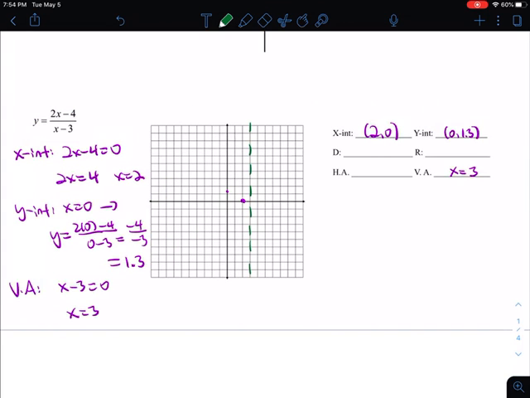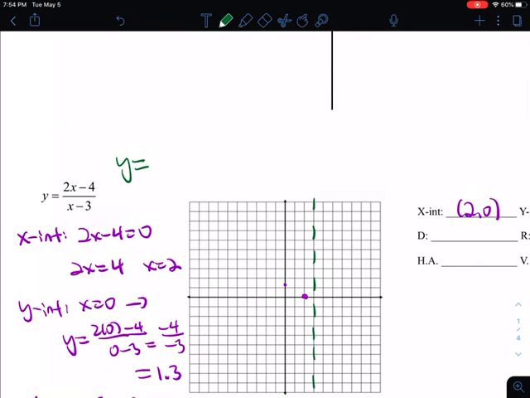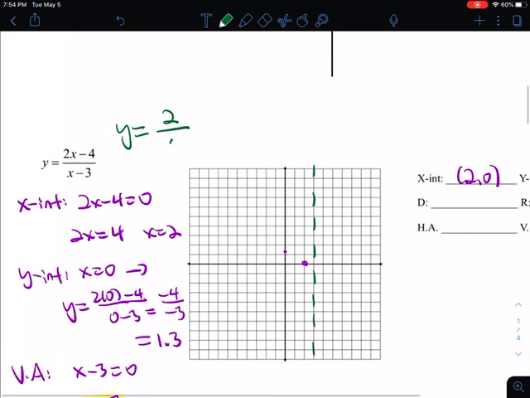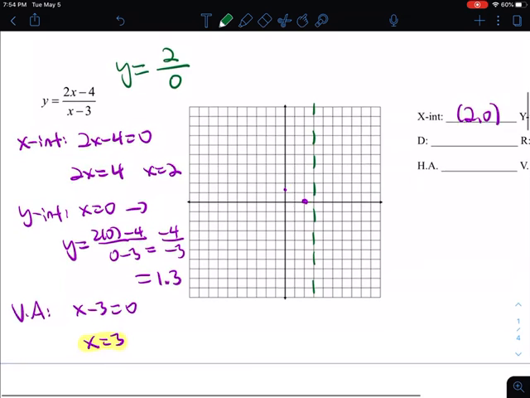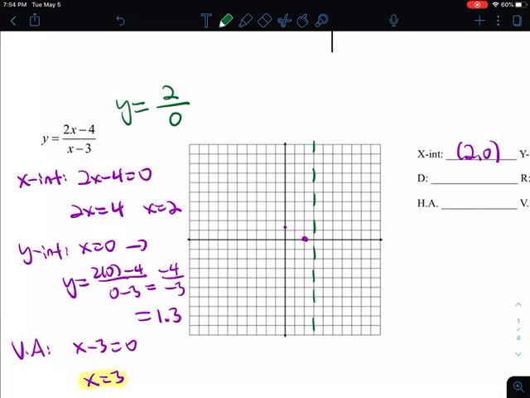Let me give you a quick explanation of why we set the denominator equal to 0 for the vertical asymptote. So we got x equals 3. Let's see what would happen if we were to plug x equals 3 back into our function. I plug that in for x, so I get 2 times 3 minus 4, which is 2. And if I plug in x equals 3 on the bottom, I get 0. So what's my y value? Well, y is 2 divided by 0. But as we all know, we're not allowed to divide by 0. It's undefined.